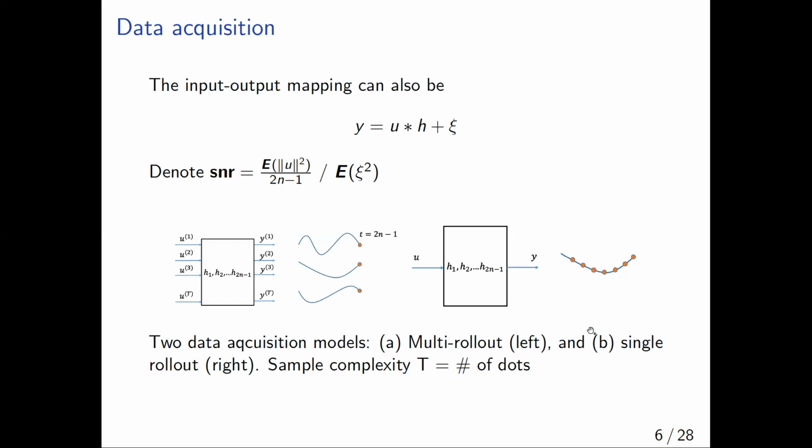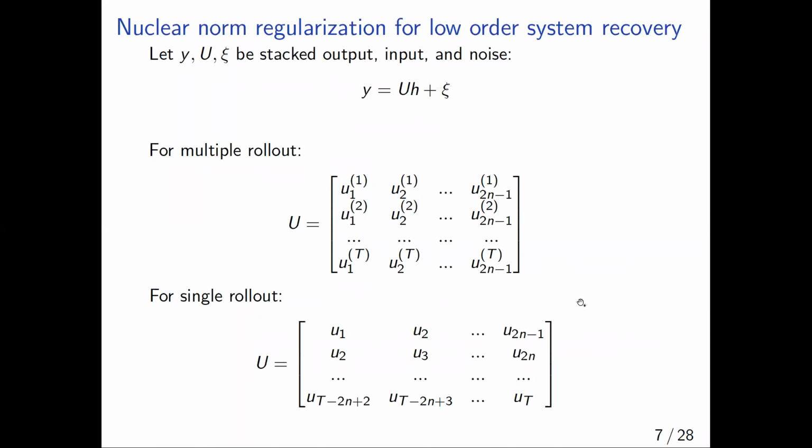So, a lot of times the cost of measurement is also each time that you read off the Y, so physically it also makes sense. We can rewrite this problem in a more convenient way by replacing the convolution with a matrix form. Here for the multi-rollout setup, the matrix U is of this form, where each signal appears as a row of the matrix. Each of the inputs that we applied is a row.